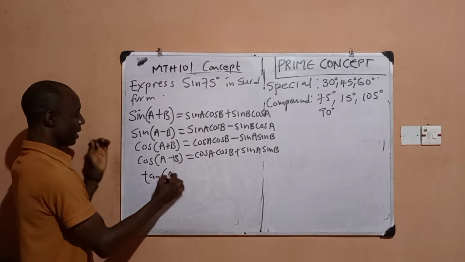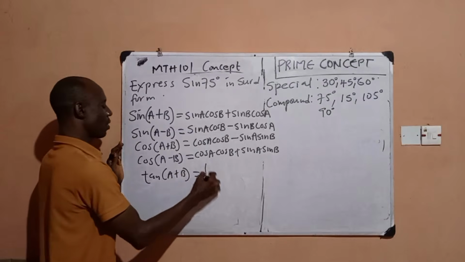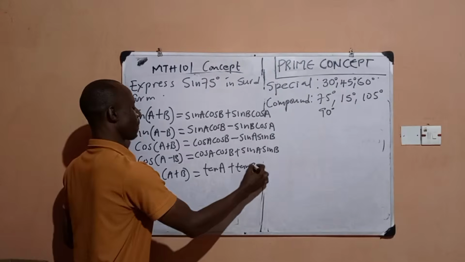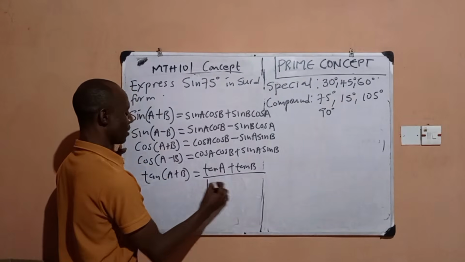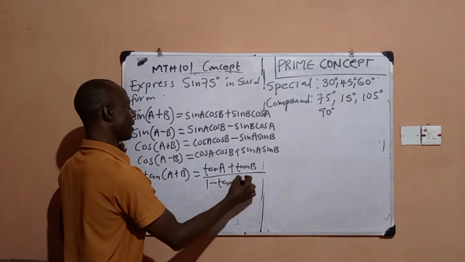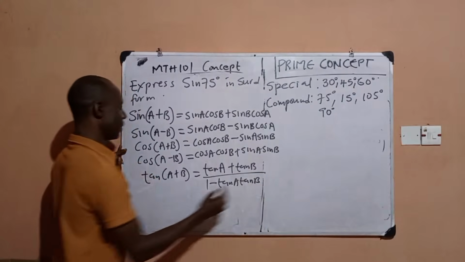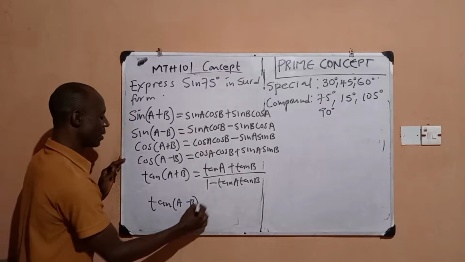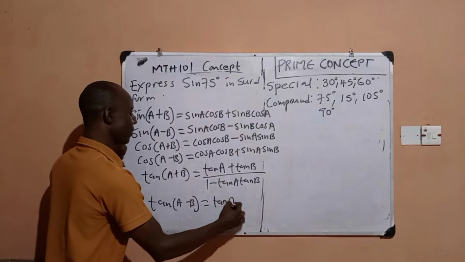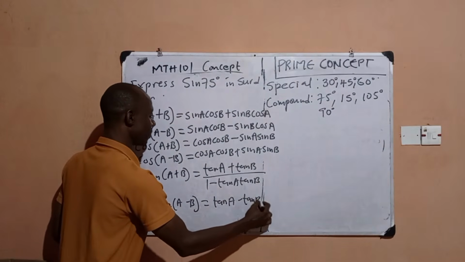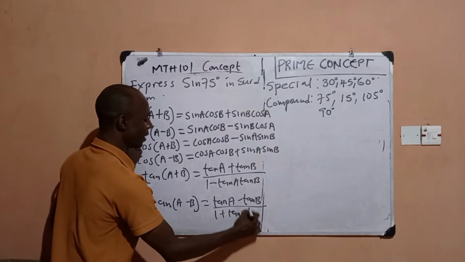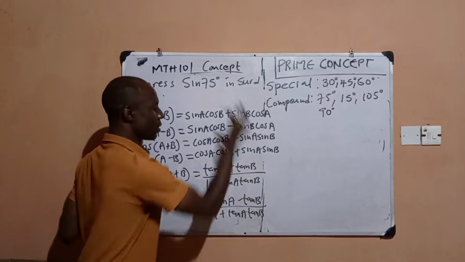You have tan A plus B equals tan A plus tan B all over 1 minus tan A tan B. So if you have tan A minus B, it's going to be tan A minus tan B all over 1 plus tan A times tan B. So these are the formulas.